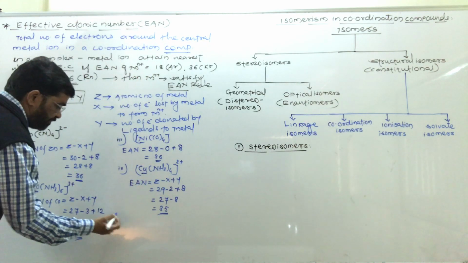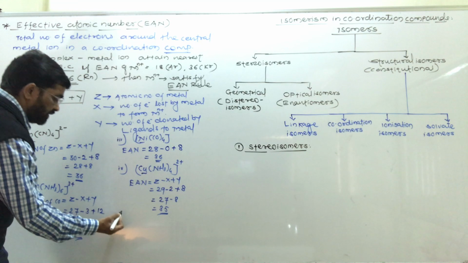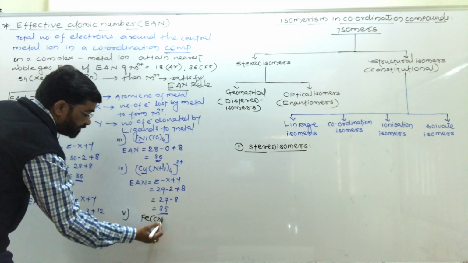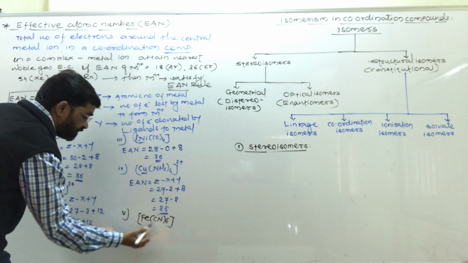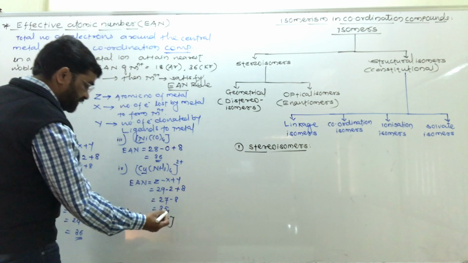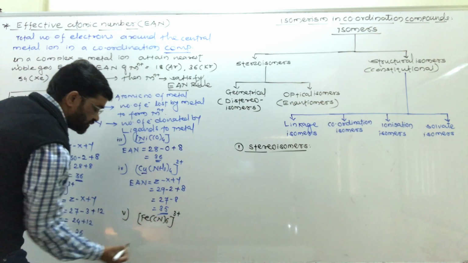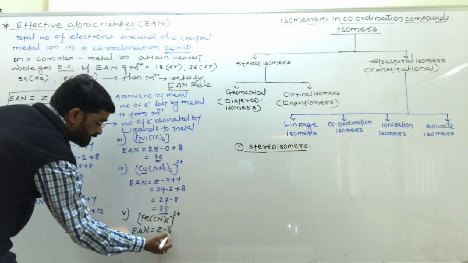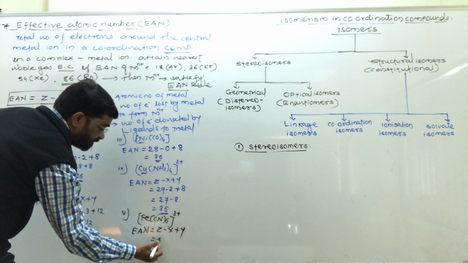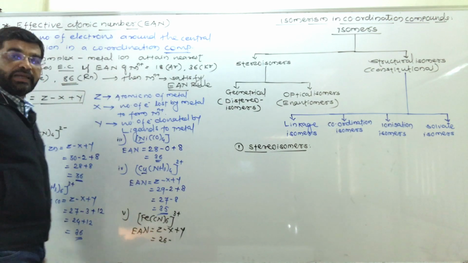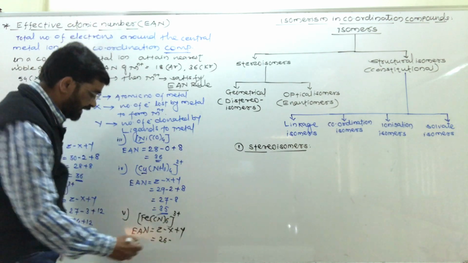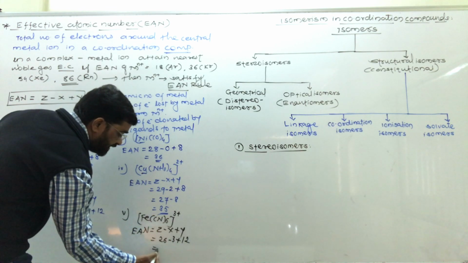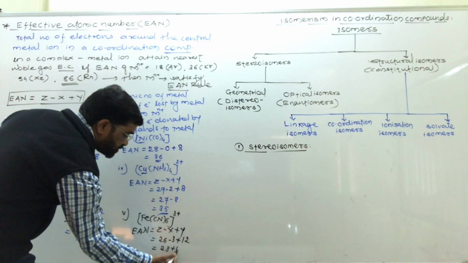See the next example. I would like to tell you the same type, that is Fe(CN)6, and here we will take 3 plus. Now effective atomic number of the ion is Z minus X plus Y, atomic number of Fe is 26. कितने इलेक्ट्रॉन लूज किए? 3, and here 12. Here it is 23 plus 12.